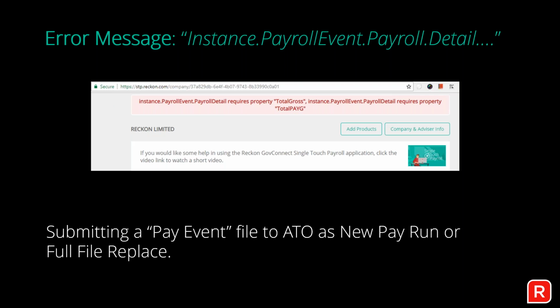Yeah, just what this actually means is that the pay event type in GovConnect must be correctly selected for the type of pay event that you created in your Reckon Accounts program. So make sure that you do select the right category. So just go back. The solution is go back, create the STP file again, and re-upload it using the correct categories.